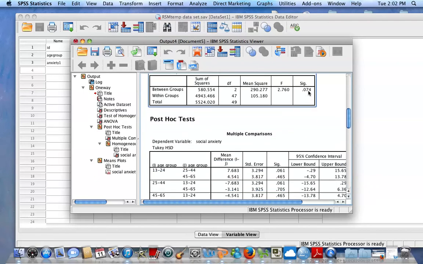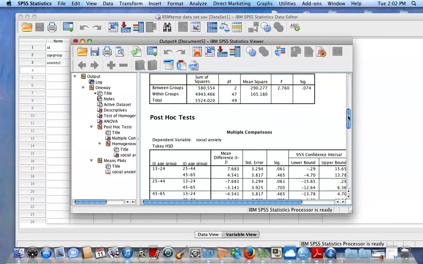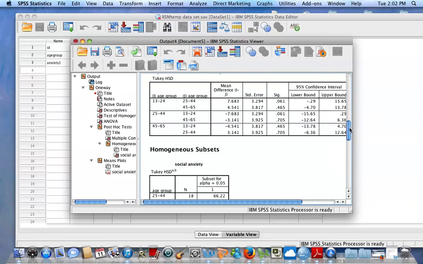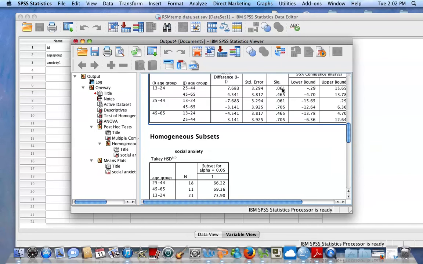Our post hoc tests are unlikely to be significant since our overall F-test was not significant, but let's take a look anyway because it was marginally significant. What we see is that the reason for this difference is the difference between group 1, teenagers, and young adults, at 0.061, showing that there is a difference between those 2 groups, but there's not a difference between teenagers and middle adults, or between young adults and middle adults.